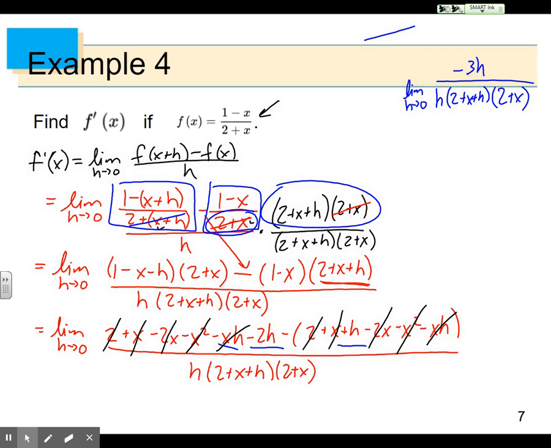Okay, so my h's are going to cancel. And I'm going to go ahead and just combine steps right here. And then once those h's cancel, I have negative 3 over what's left. And so that h will go to 0. And I do believe I'm going to be left with my derivative. Negative 3 over, well, I have 2 plus x times 2 plus x in the denominator. That would just be 2 plus x squared. And that is my derivative.